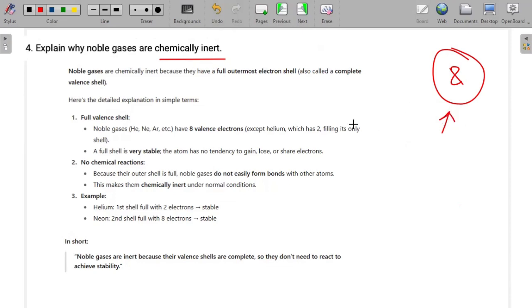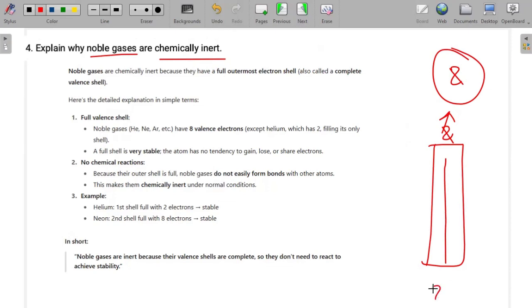valence electrons. So these noble gases here, they are in group 8, we said there. So if they are in group 8, then it means all of them here have 8 valence electrons. Meaning that the outermost shell is already stable. So they don't tend to react with anything because they're already stable.